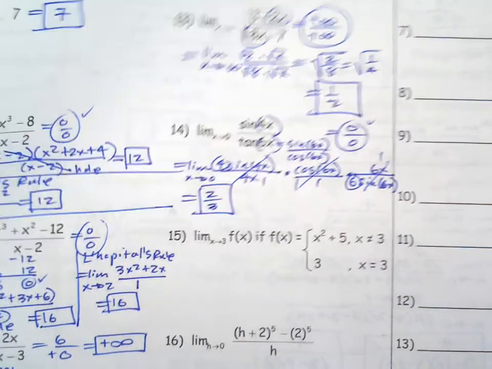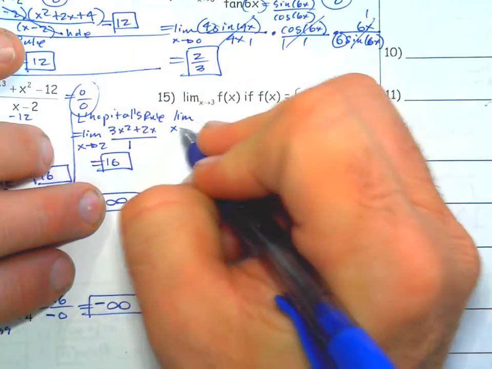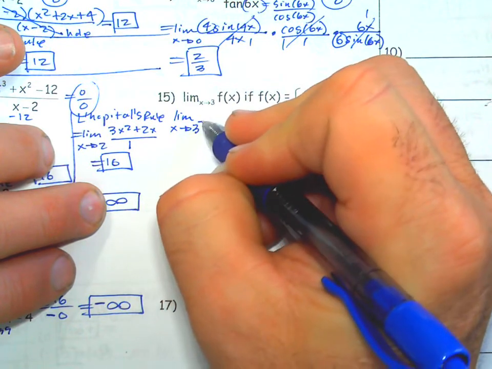Okay. Next one, piecewise function. I'll probably want you to do the two one-sided limits as x approaches 3 from the left.